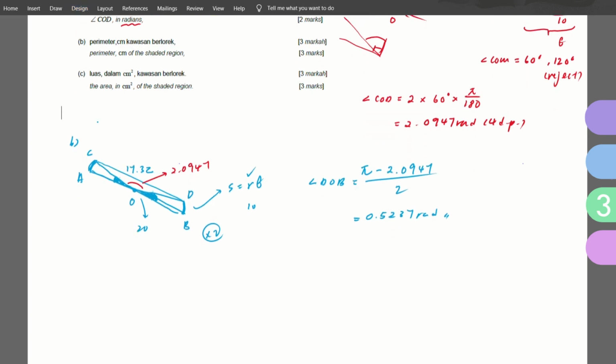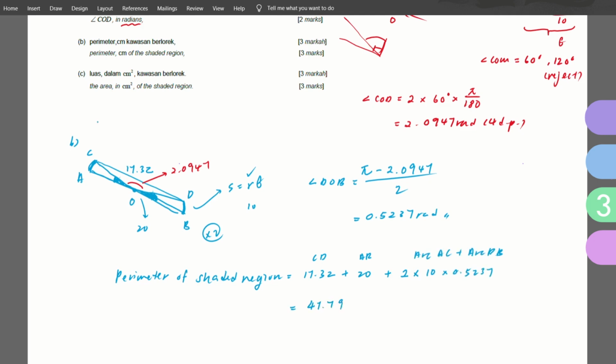Now we can calculate the perimeter of the shaded region with the 2 arcs. We're going to multiply by 2 r theta, and we will get 47.79 cm.